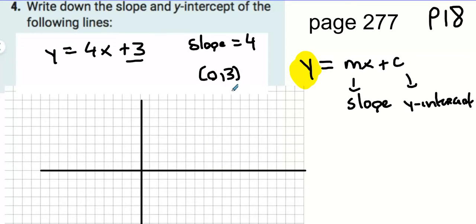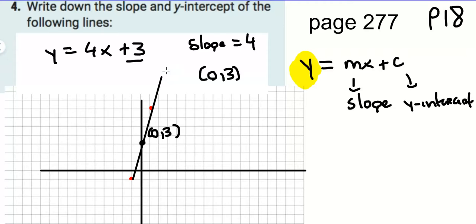So let me explain how this diagram looks. Where's 0, 3 located on my diagram? 0 across and 3 up. What does a slope of 4 look like? 1 across and 4 up, and down 4, left 1. So this is your line. See how steep your line is? It has a slope of 4, and it crosses the point 0, 3.